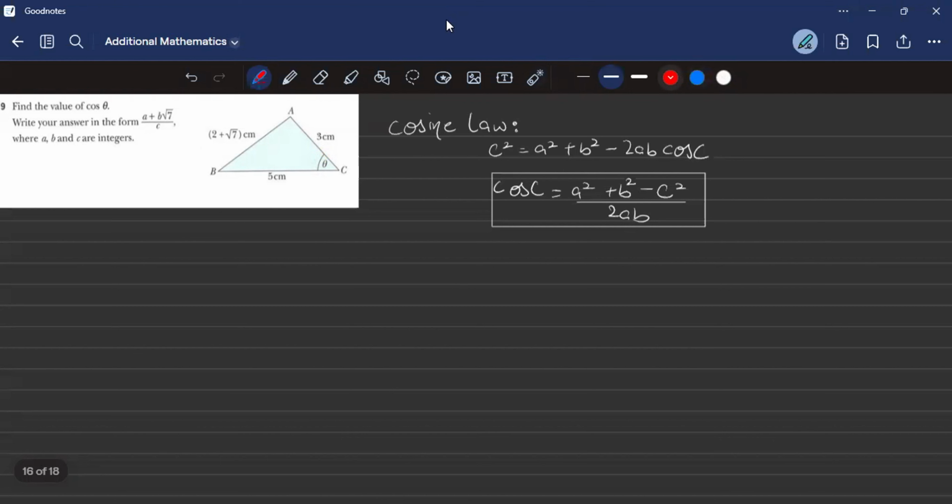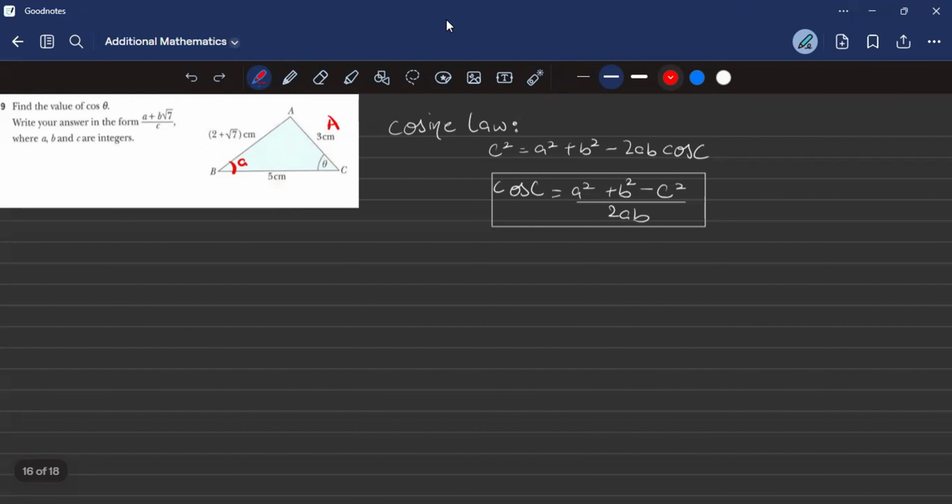For example, if I classify this angle as A, the exact opposite side would be A. If you know what I'm talking about, it's a basic rule in maths. So if I configure this angle as B, the exact opposite side of that angle would be B. And if I configure this theta as C, for example, the exact opposite side would be C. So that's basically how we put these things.